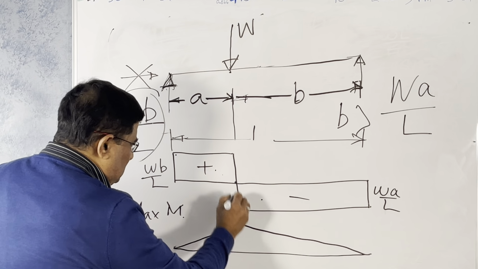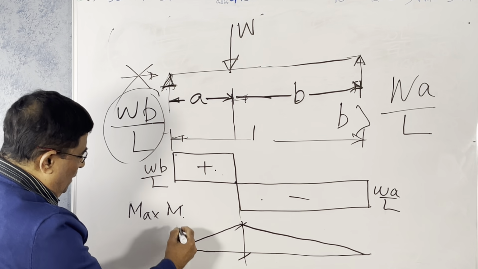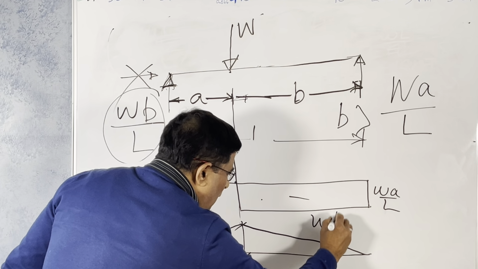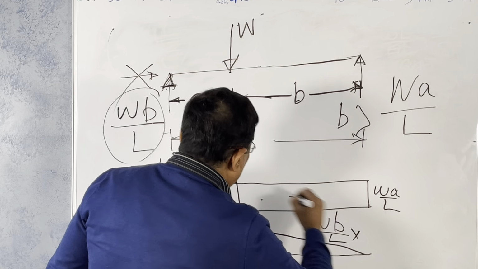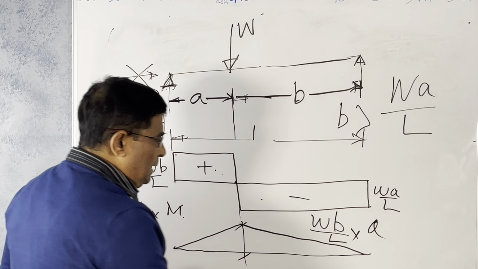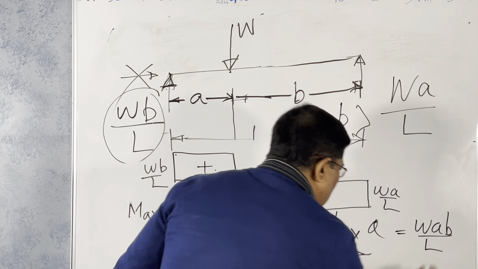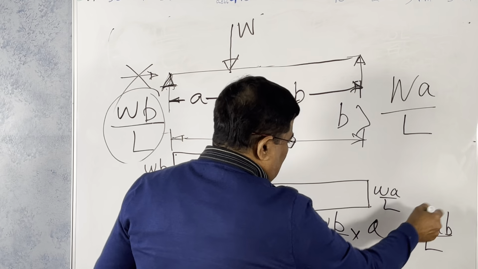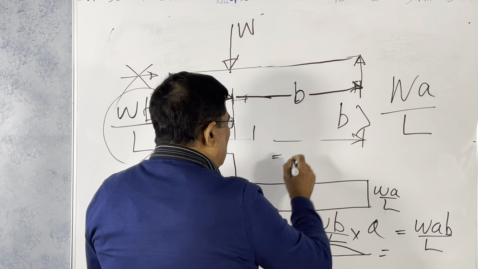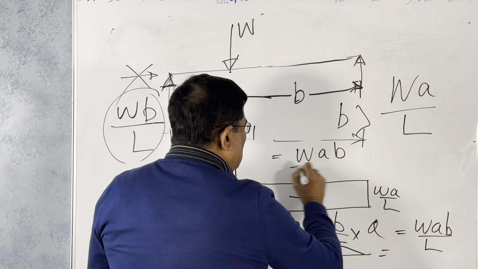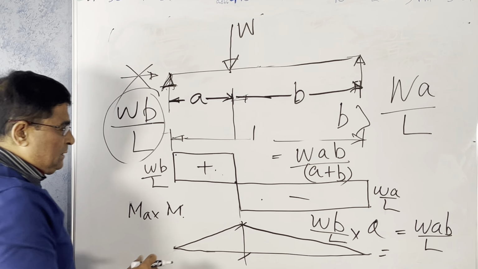So this is the value. What is this value? This value is the maximum moment, or the moment here will be WB times L, or divided by L times A. That means WAB over L, or you can write WAB divided by A plus B. A plus B is nothing but your L. This is the maximum moment here.